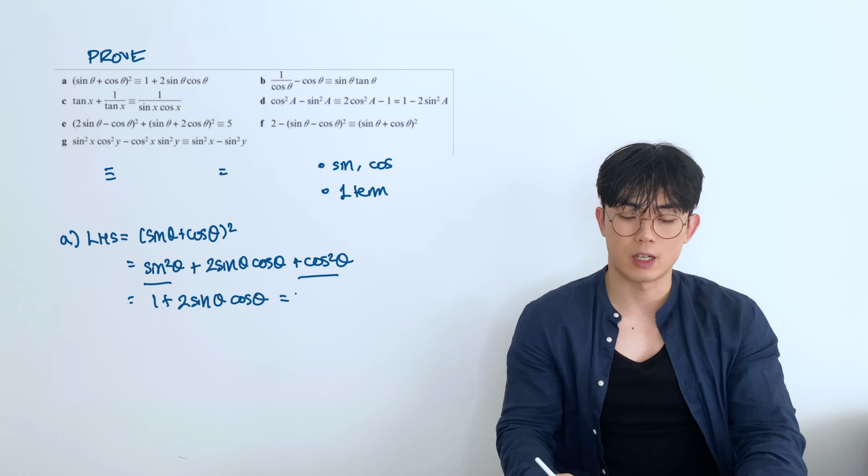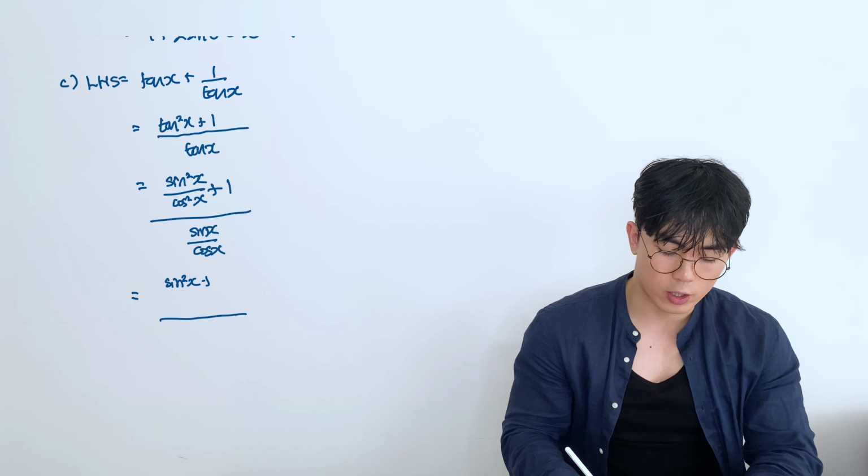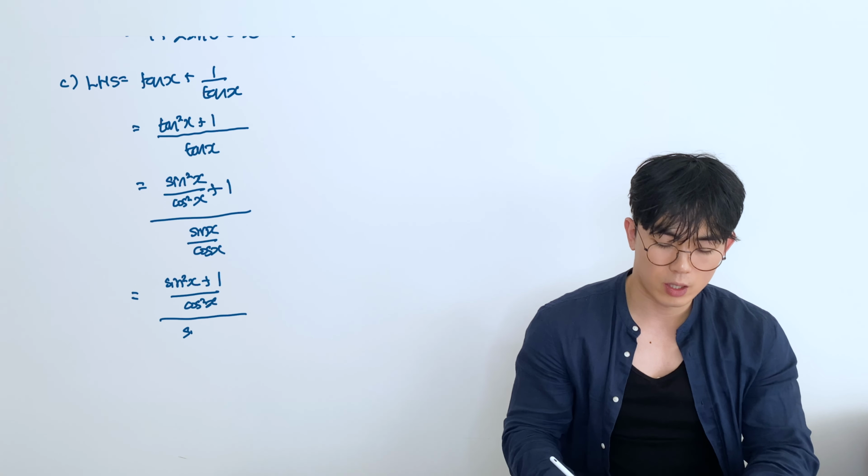Right, what next? Well, the numerator is also technically two different terms, right? So I can make that into one term as well. So that'll be sine squared x plus 1 over cos squared x, and the denominator I'm just going to leave as sine x over cos x. I can simplify fractions by dividing, so it'll be sine squared x plus 1 over cos squared x multiplied by cos x over sine x, like this.